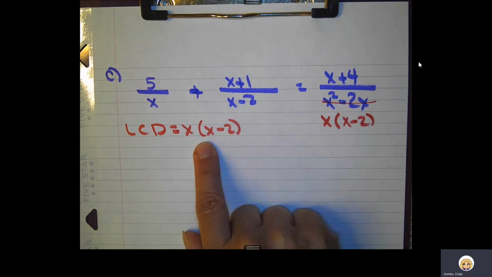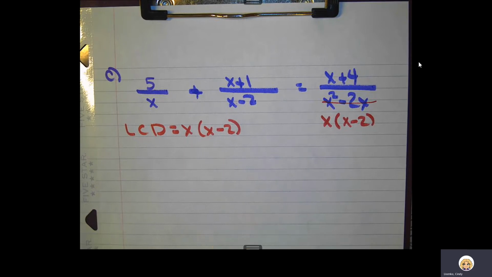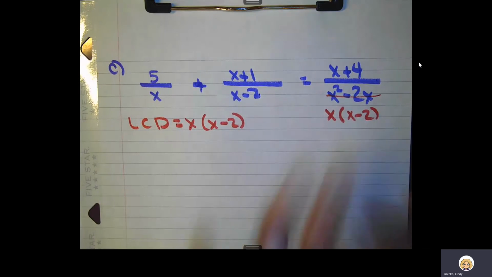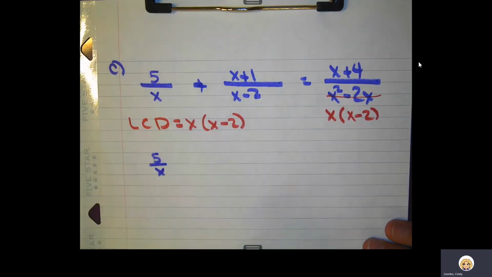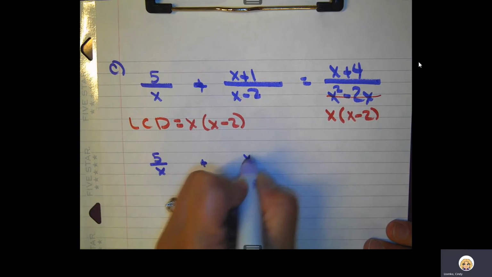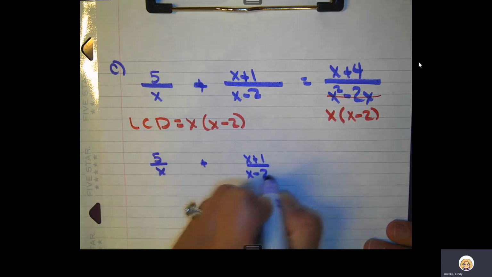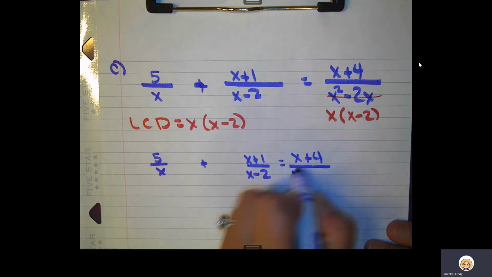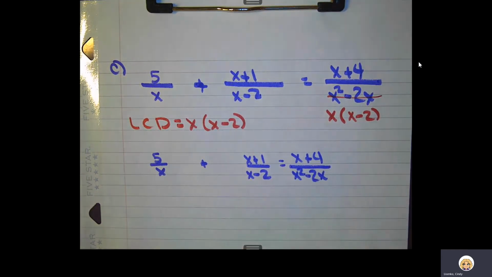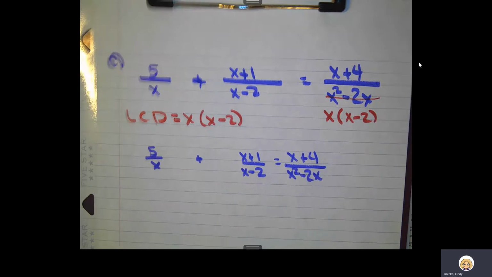So this is my LCD. What am I going to do with that? I'm going to multiply all 3 fractions by the LCD. So I'm going to have us write this over again, but leave some space next to each. So we have 5 over x plus x plus 1 over x minus 2 equals x plus 4 over x squared minus 2x. So I'm having you rewrite it. And we're going to put that LCD over 1 next to every single fraction.